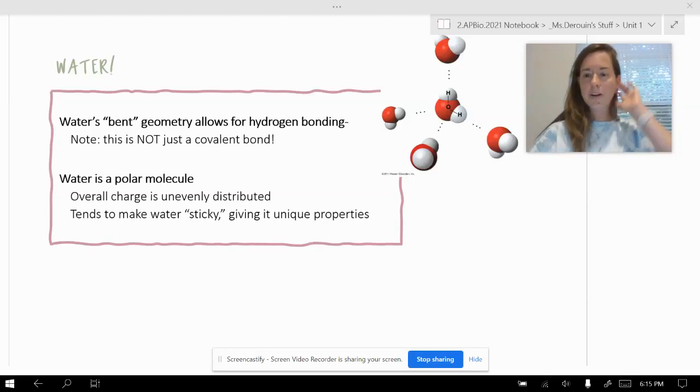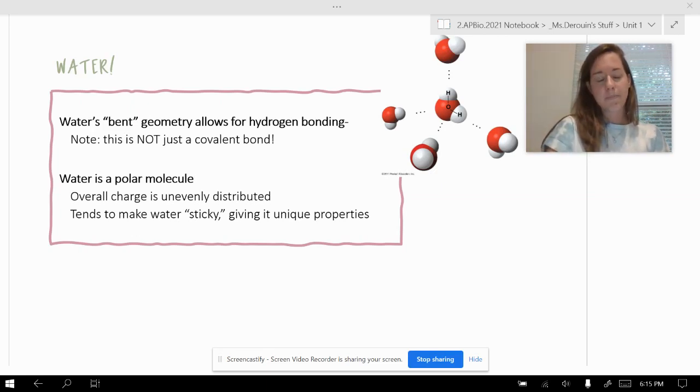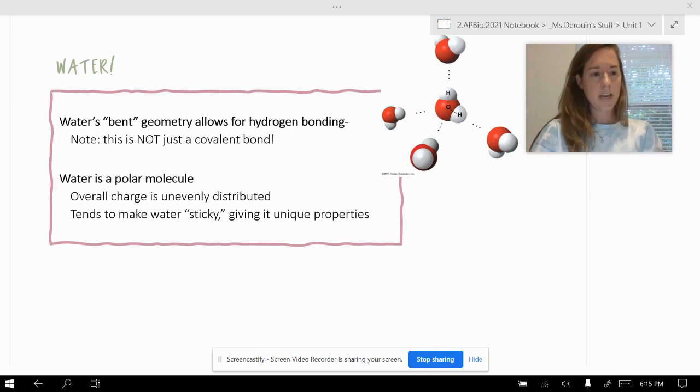All right, hi guys, welcome back to part two of Basic Chem and Water Properties notes. This section is just about water and its properties and why it's cool and how it's important for life. So we're going to talk about that a little bit. It's definitely a continuation from what we just talked about in chemical bonding.